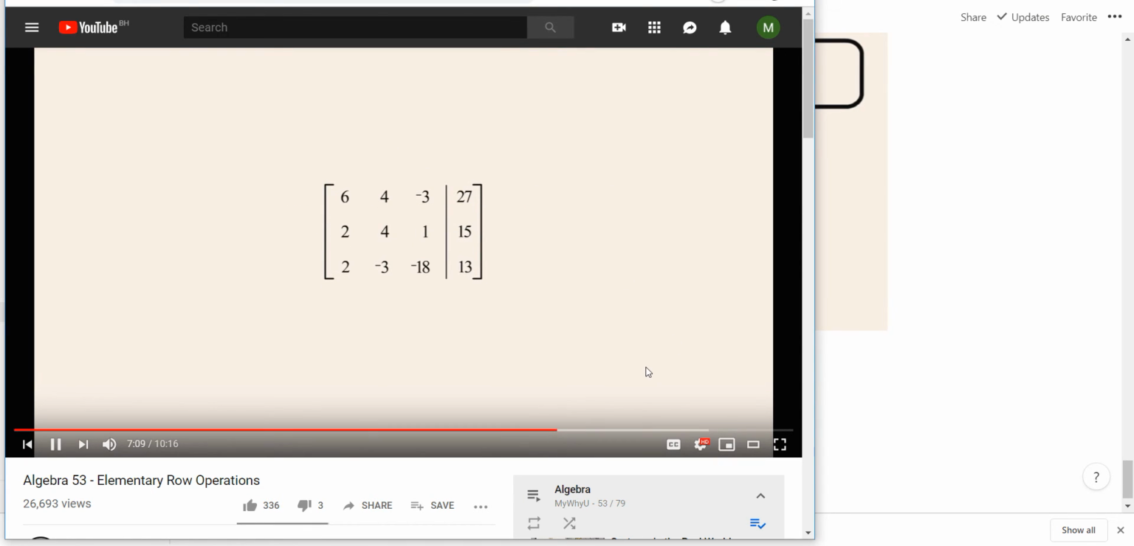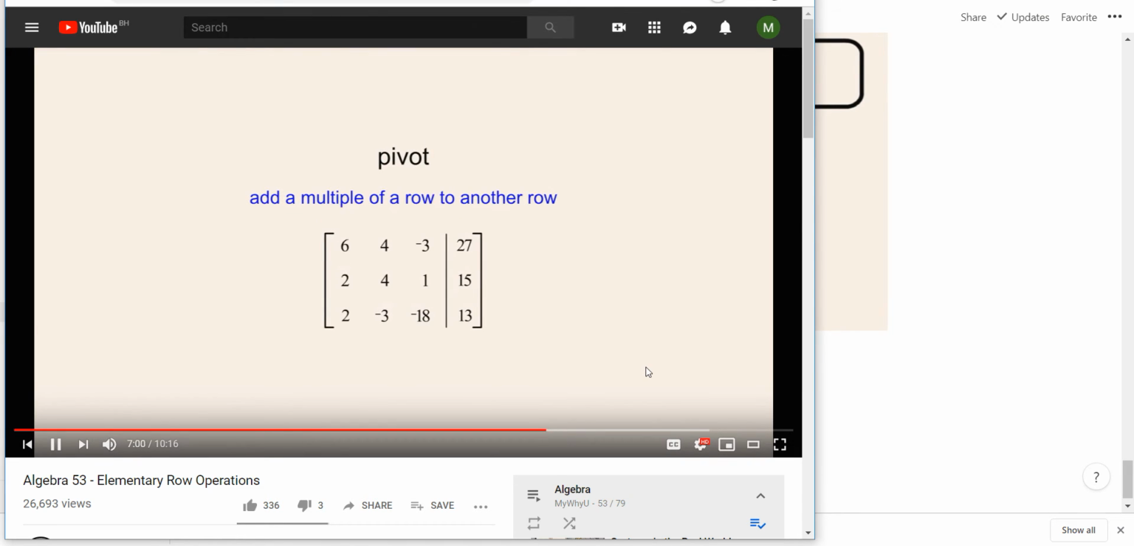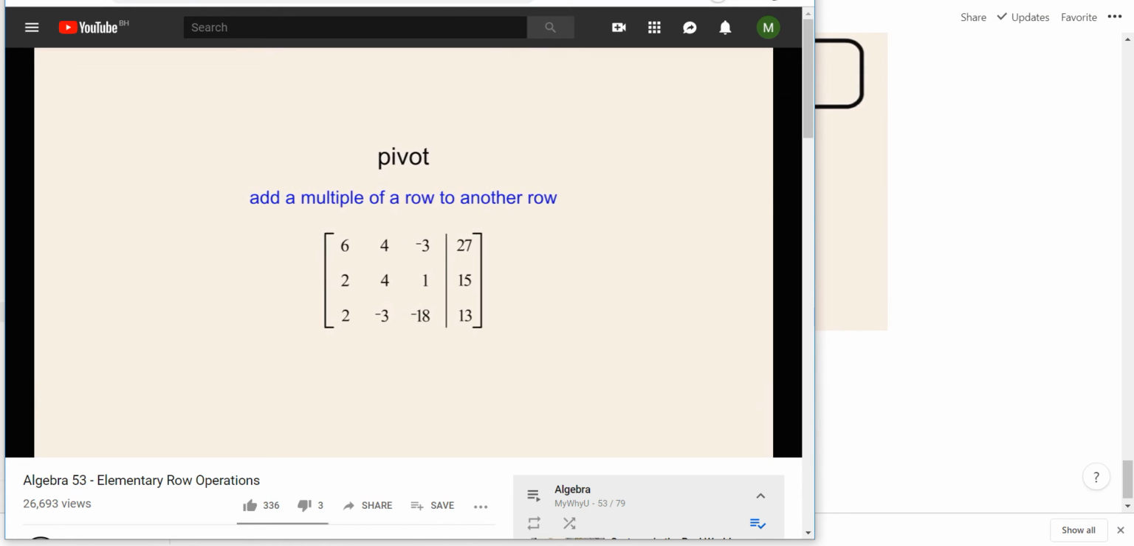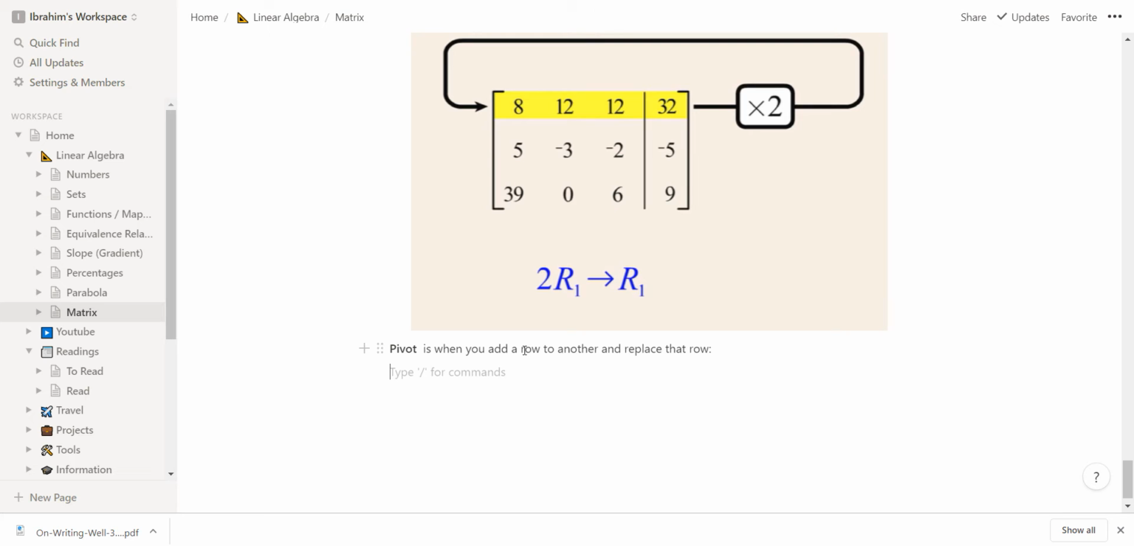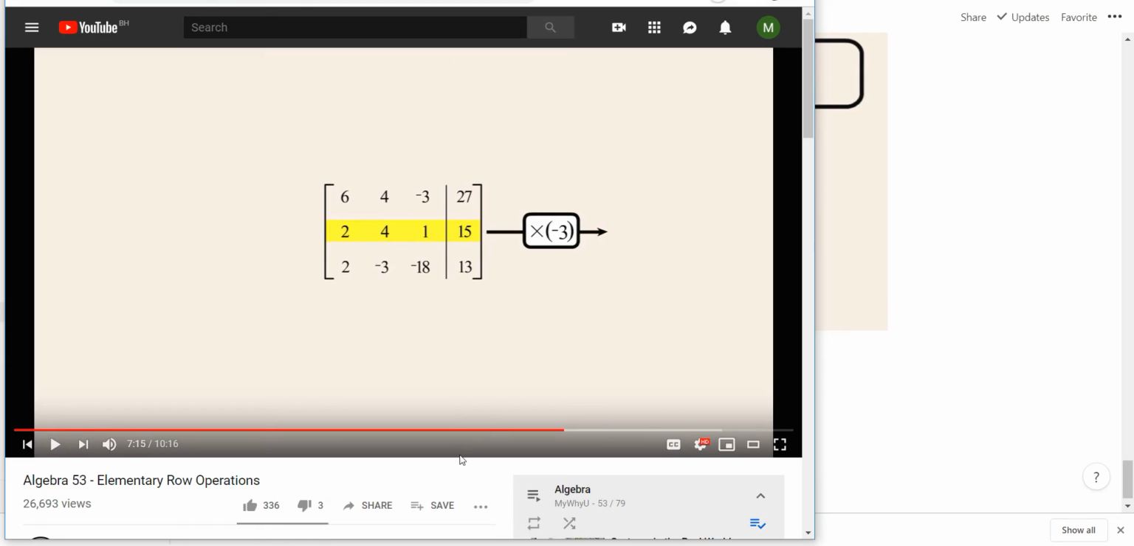For example, using a pivot operation, we could multiply row 2 by the constant negative 3, and add that multiple of row 2 to row 1, replacing row 1 with the result.